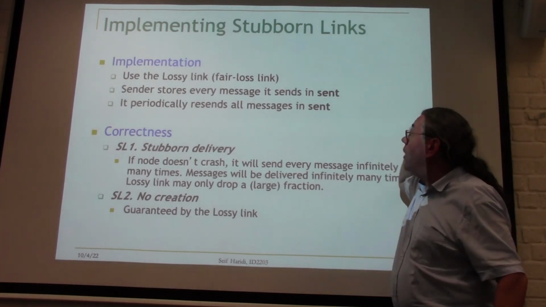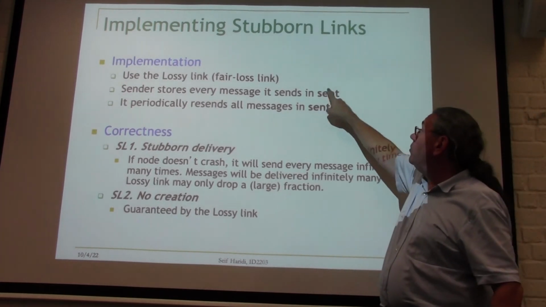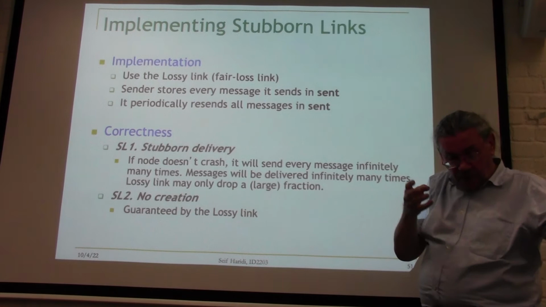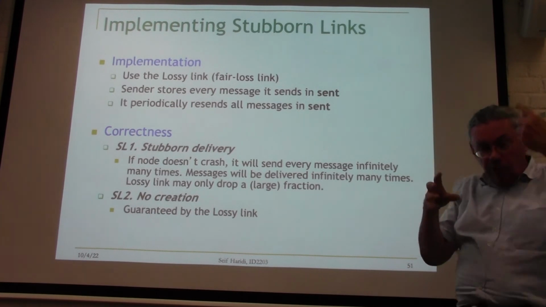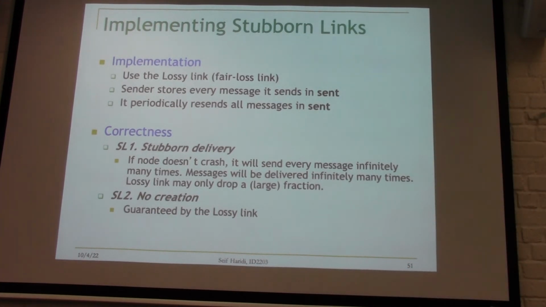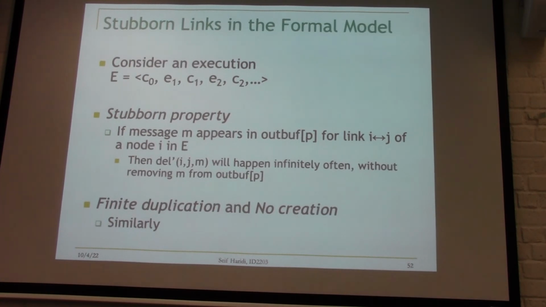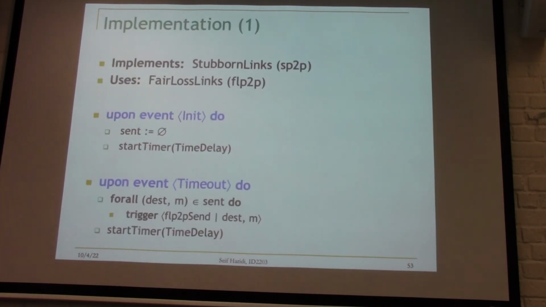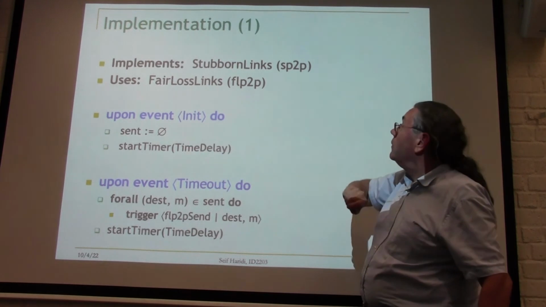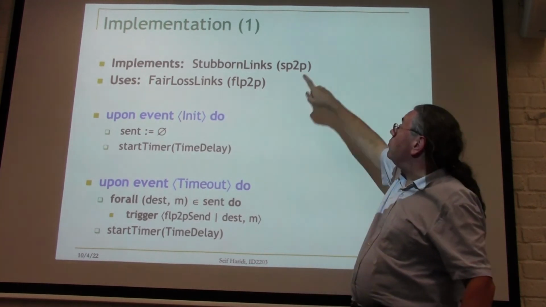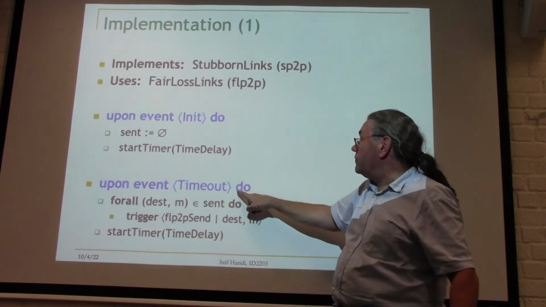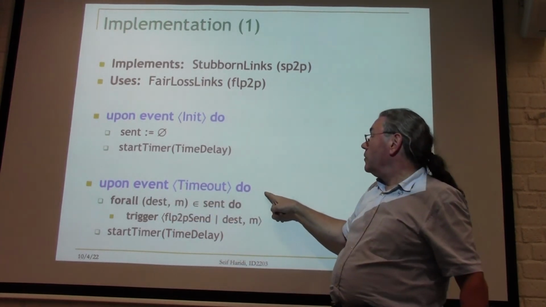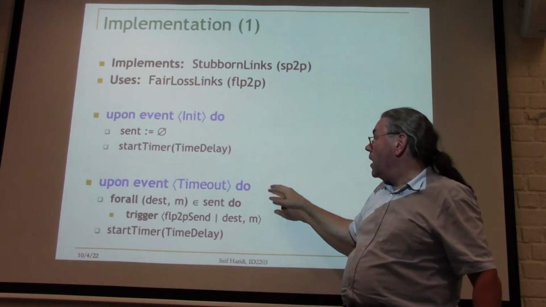Here, I'm going to use the fair loss. I'm going to have a local variable, sent. The sender will store that message in the local variable, and that's a set of messages, and I will have a loop sending the messages that are there. It's actually 2 pages. I am using fair loss links to implement stubborn links. I have a timer. I can start a timer with a time delay, and after that delay I will get a timeout event. When the timeout event happens, I have a for loop.